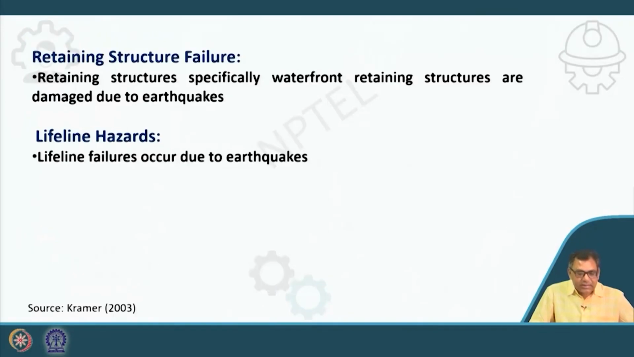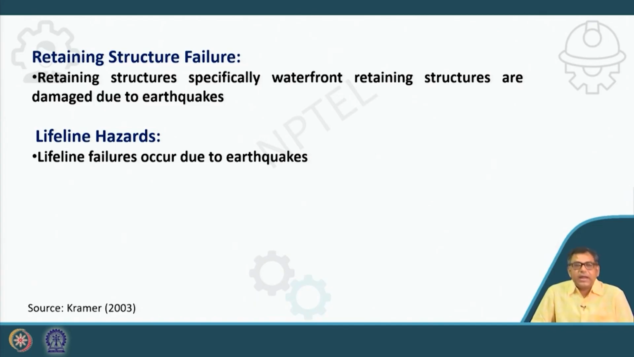Now next hazard is retaining structure failure. Retaining structures, especially waterfront retaining structures, are damaged due to earthquakes. So we have to design these structures considering the earthquake force also. Those will be discussed later on.